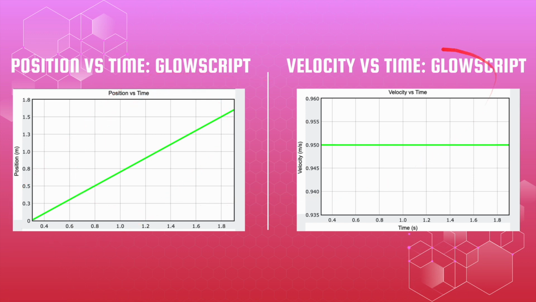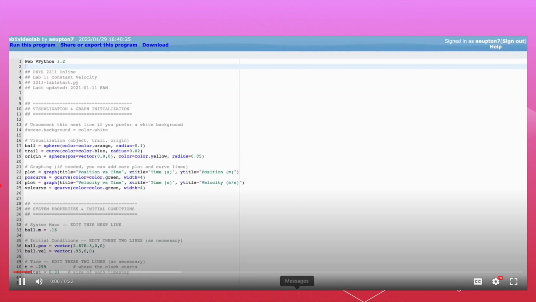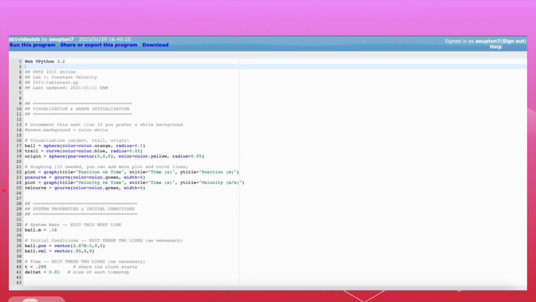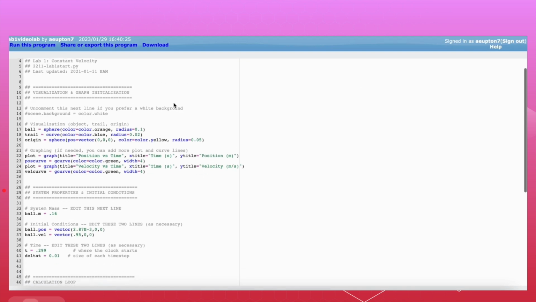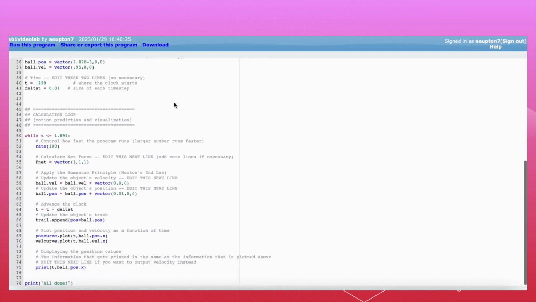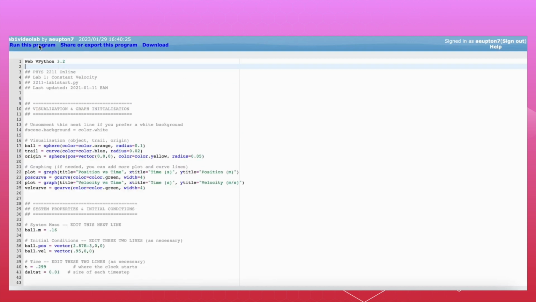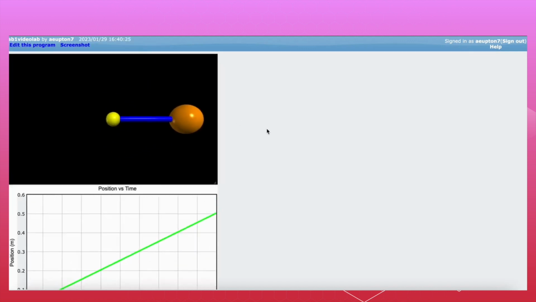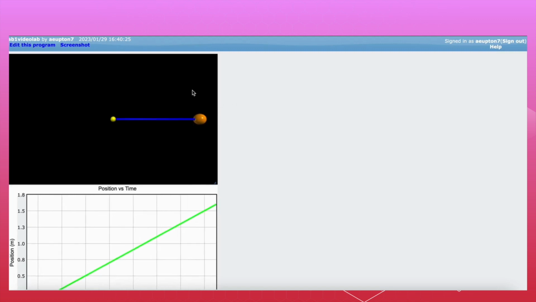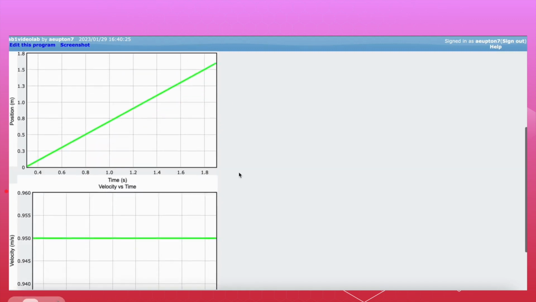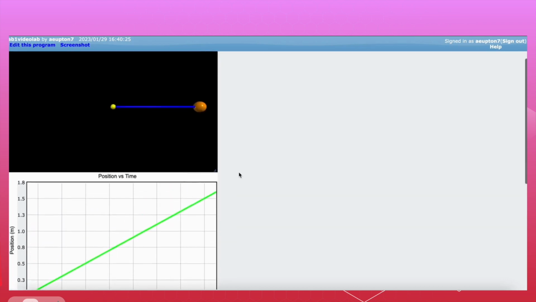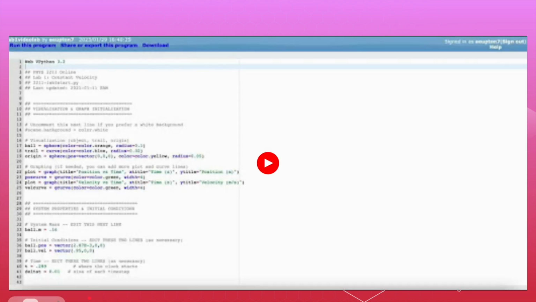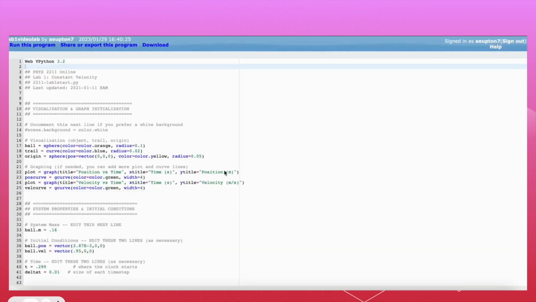Here's the position versus time and velocity versus time, and you can see that velocity is constant, whereas position versus time increases linearly. Here's everything in GlowScript once again. This is just me running the program. And here's all the data, coding, etc. So here I run the program, and you can see that the orange ball moves at a constant velocity to the right, position increases linearly, velocity is constant the whole time. And the data points at the bottom is what I put into Excel.